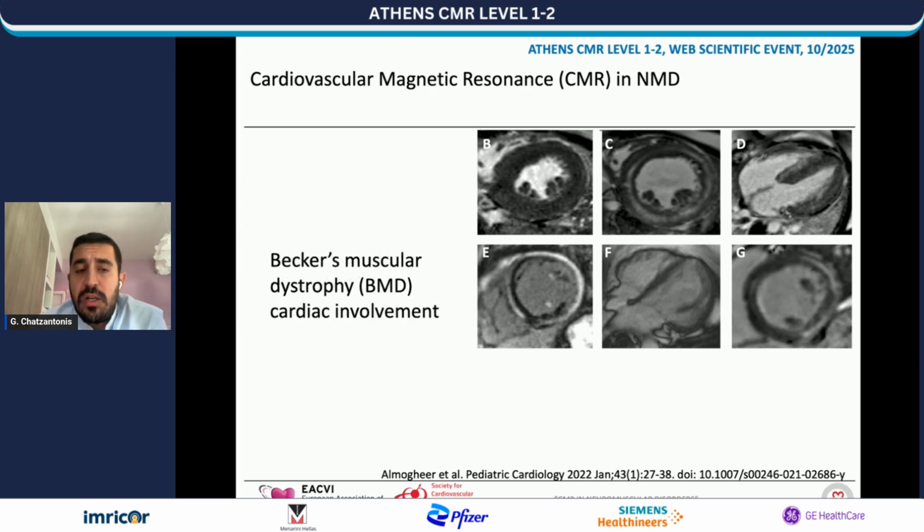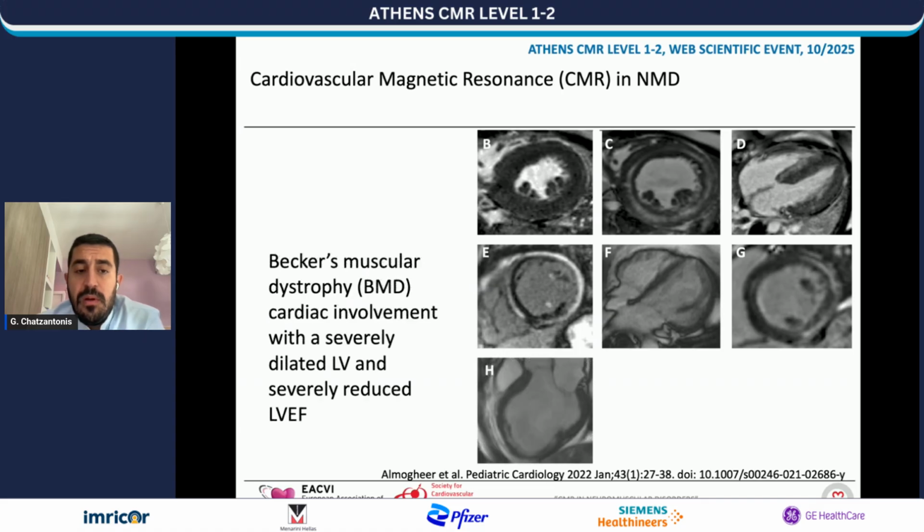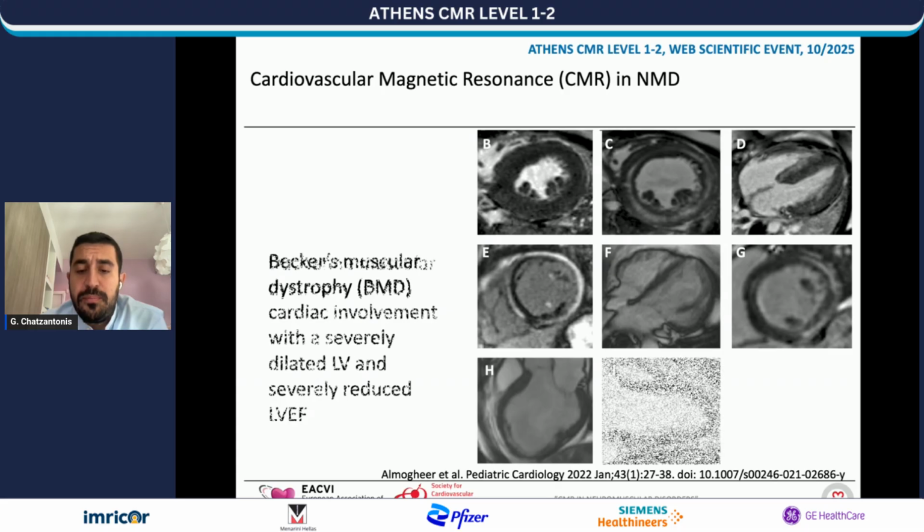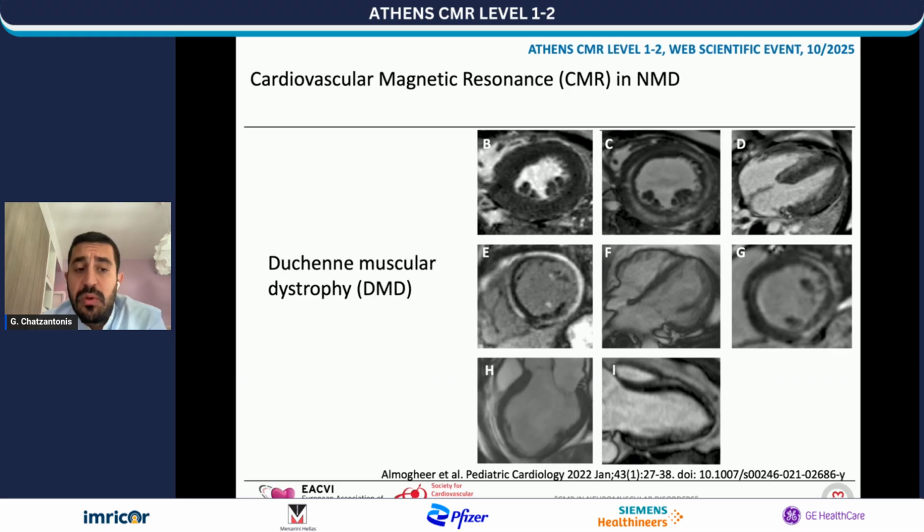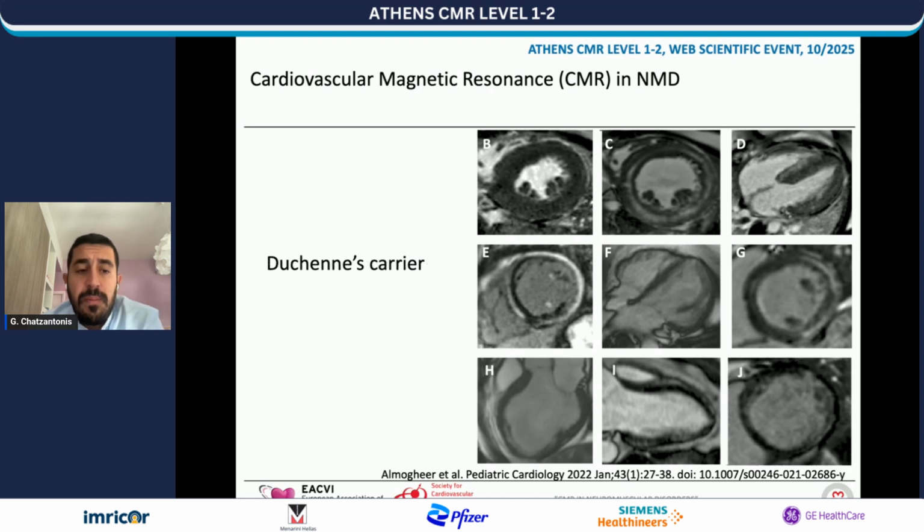Becker muscular dystrophy, as we saw before, a typical late enhancement subepicardial on the lateral wall, or with a severely dilated left ventricle with severely reduced ejection fraction, also a patient with Becker muscular dystrophy. A patient with Duchenne dystrophy with typical inferolateral late enhancement in the basal wall, basal inferolateral wall, as we see it here, also almost transmural.